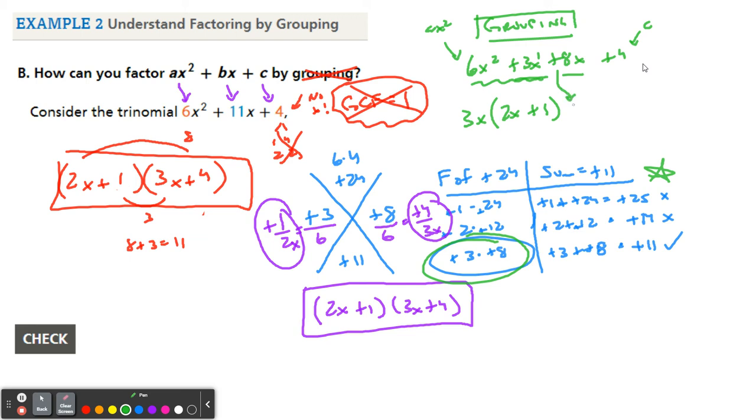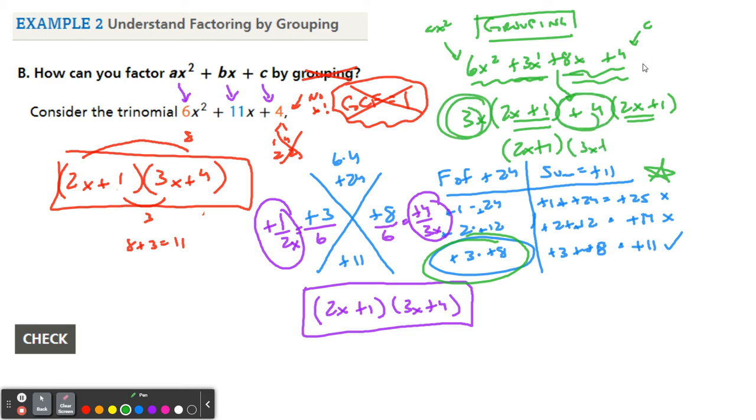Then you bring down this middle sign, plus, and you look at these two terms. What's common between 8x and 4? Well, 4 is the smaller number, and 4 goes into 8. So 4 is your common number. x is not in 4, so there's no x. Divide both of these by 4. 8x divided by 4 is 2x. 4 divided by 4 is 1. Now you'll see that the 2x plus 1 repeats. So that's going to be one of your parentheses, and the other parenthesis is what's left outside, 3x plus 4.